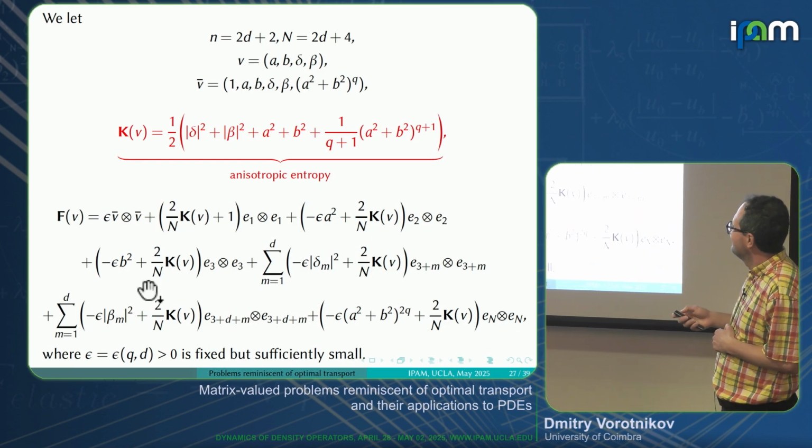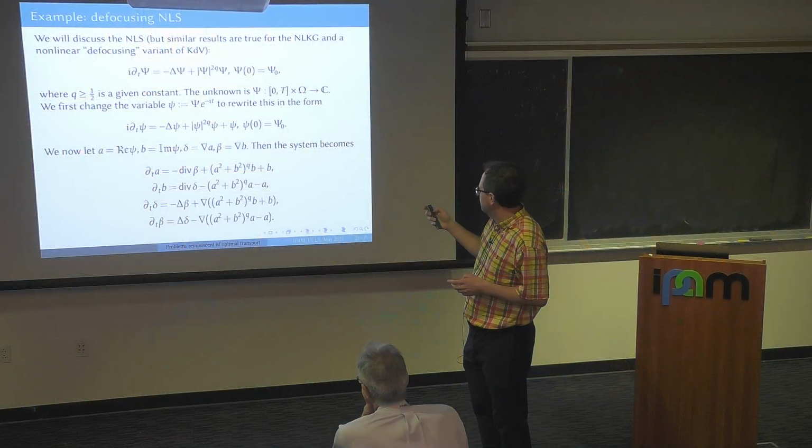Where's the Q coming from? Sorry? The Q? Where's the Q coming from? Q is the power of the nonlinear term. Yeah, this. Okay. Yeah. Sorry.